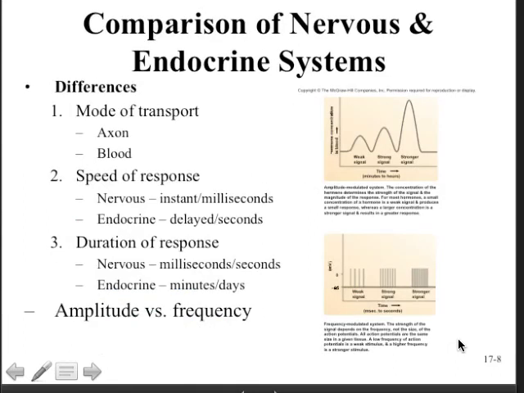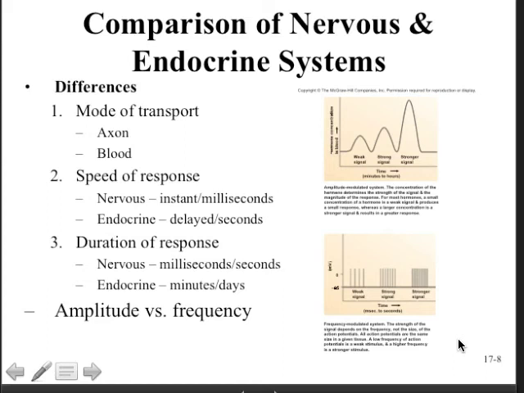What are some of the differences? Well, they differ in their mode of transport. The nervous system uses an axon via secretion of neurotransmitter, while the mode of transport for the endocrine system is the circulatory system. The speed of response is different. The nervous system acts over milliseconds, and the response is targeted and rapid, while the endocrine system is a slower system, and the targets are broader based.